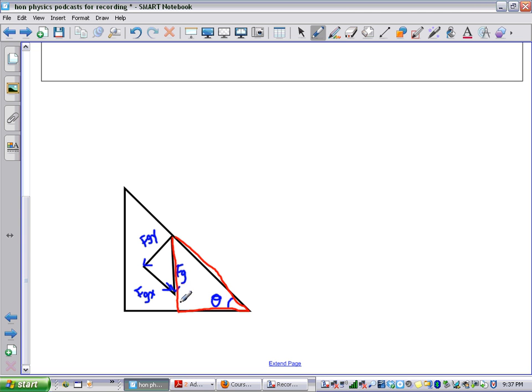This is a right triangle. This is the right angle. If this is theta, this must equal 90 minus theta by our basic triangle rules.